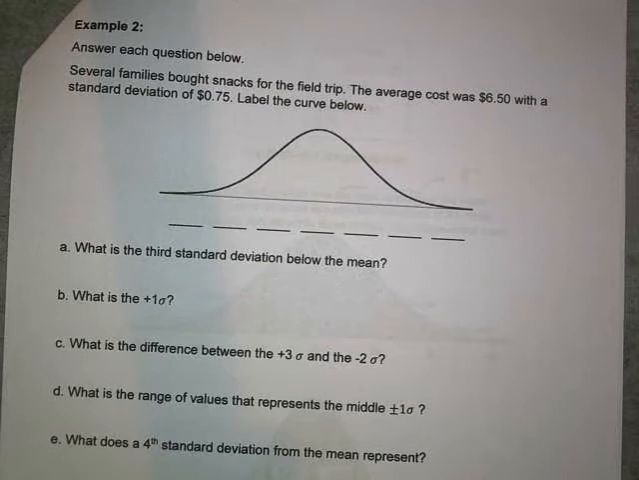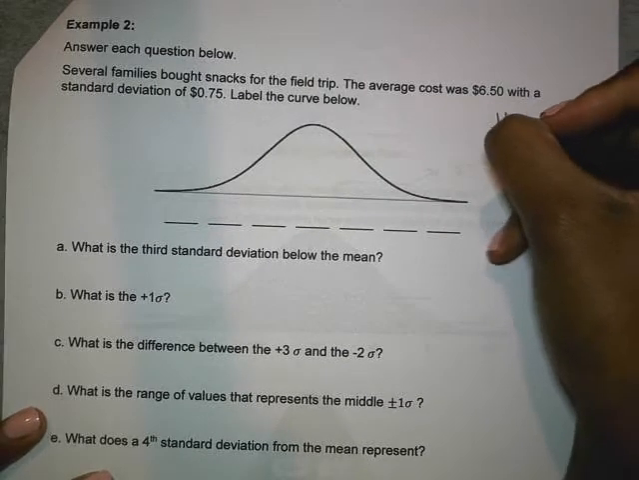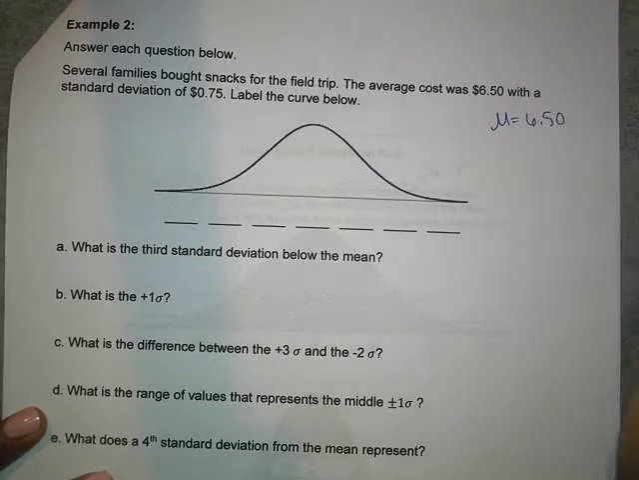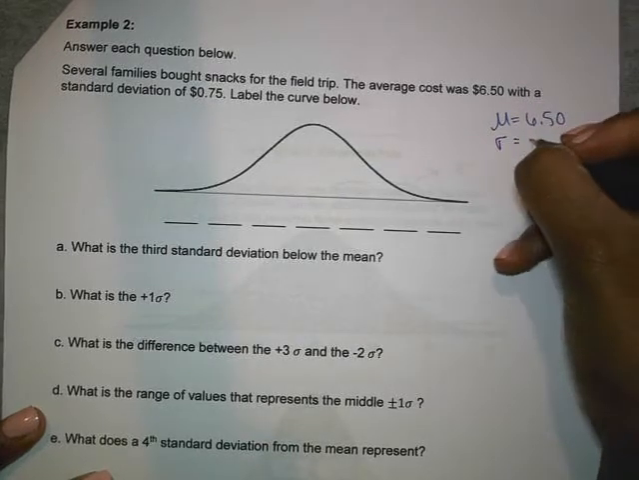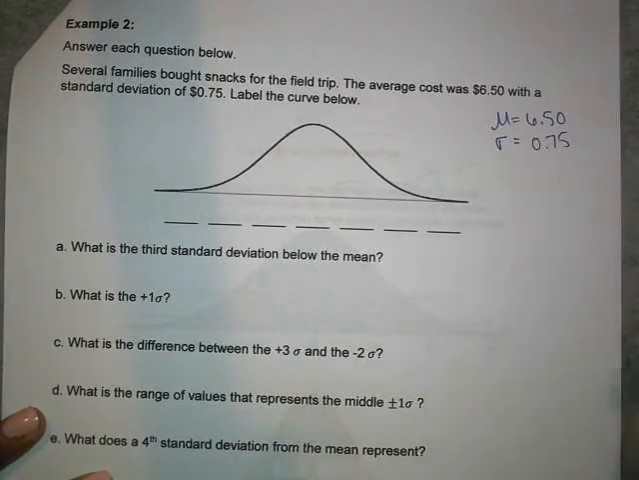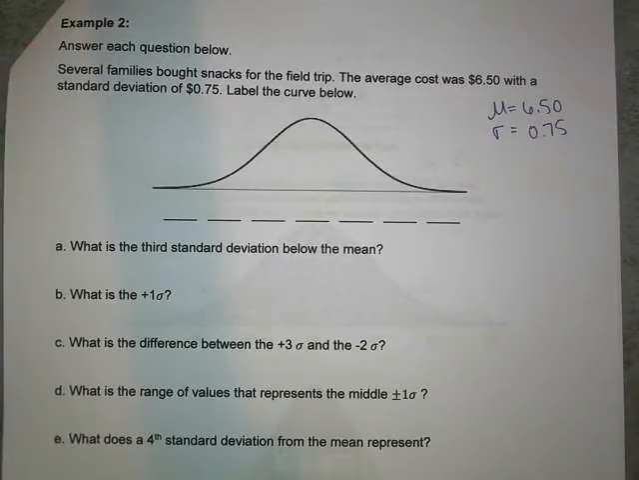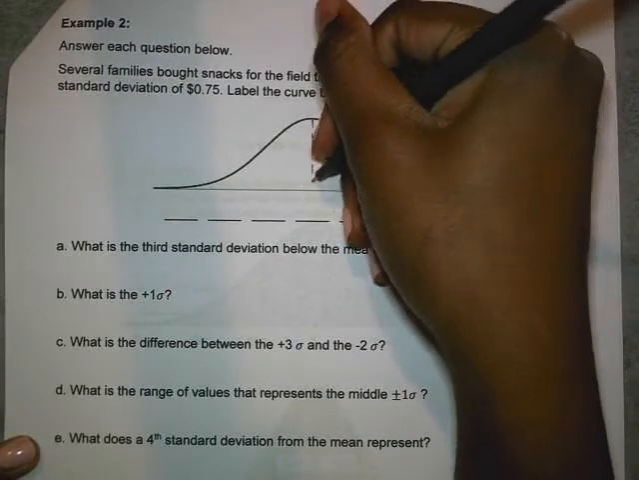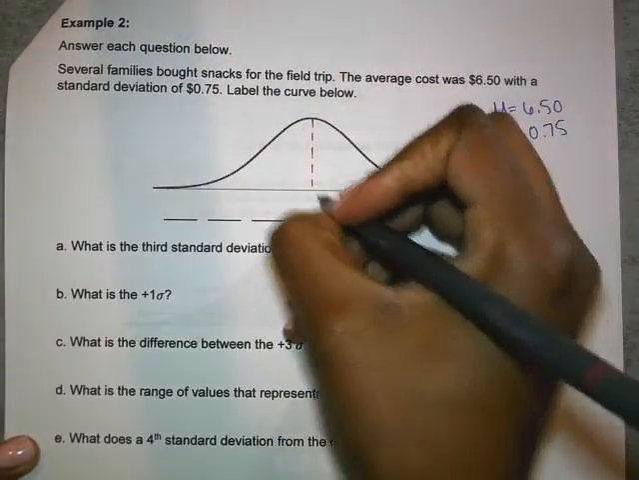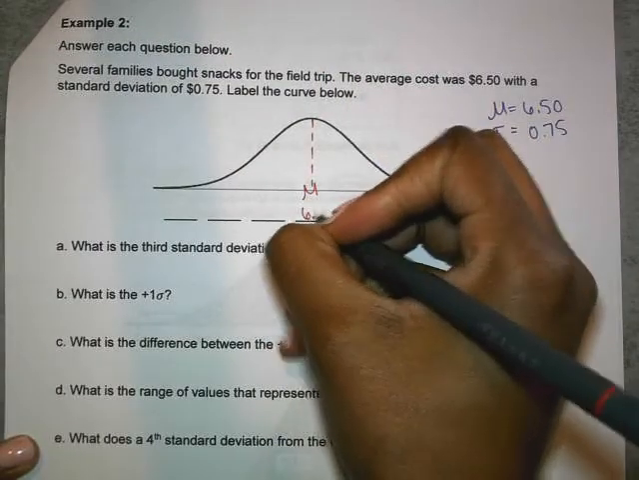Several families bought snacks for the field trip. The average cost was $6.50. That's important. So my mean is $6.50 with the standard deviation of 0.75 cents. They just told us to label the curve. So in the middle, I'm going to put my mean, which was 6.5.